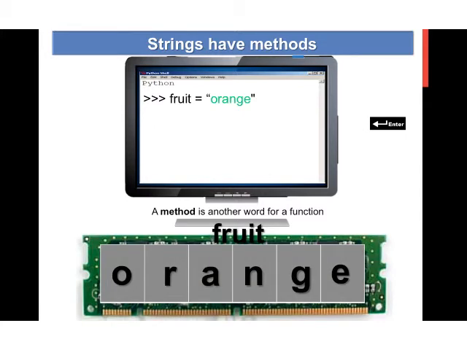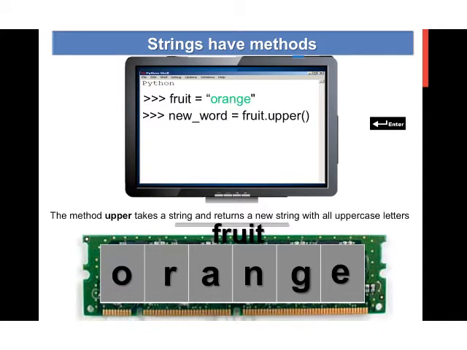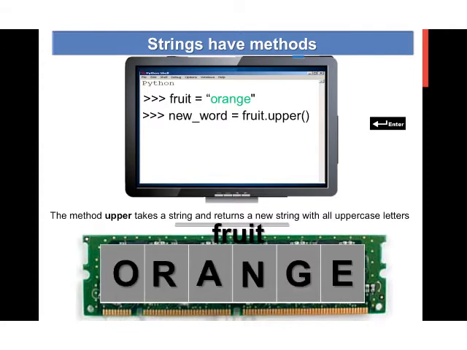Strings have methods. A method is another word for a function. For example, for variable fruit with value orange, if we want a new variable that contains the word orange in uppercase, we can use the method upper, and type the code as new word equal to fruit dot upper. The method upper takes a string, and returns a new string with all the characters in uppercase letters.